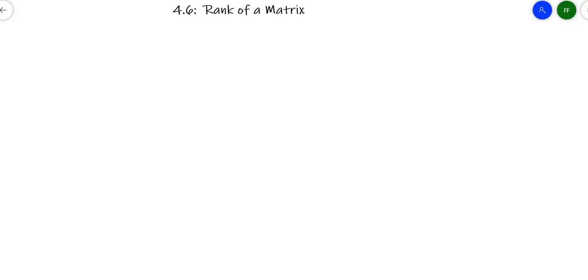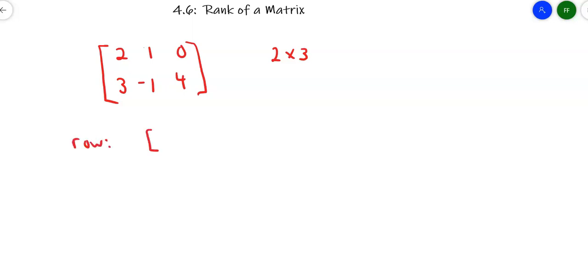Before we start getting too deep into rank of a matrix, let's look at the spaces in which these row vectors and column vectors operate. So suppose I've got this matrix, which I'm purposely making not a square matrix. I've got matrix 2, 1, 0, 3, negative 1, 4. And I look at the dimensions of this matrix. This matrix has 2 rows and 3 columns, so it's a 2 by 3 matrix. I can look at the row vectors, right? The row vectors are 2, 1, 0, and then the other row vector is 3, negative 1, 4.